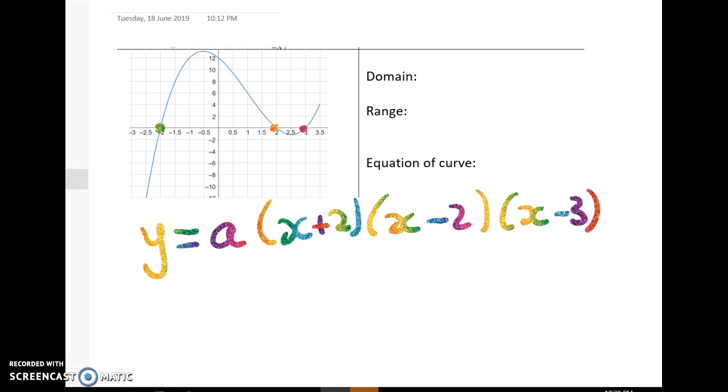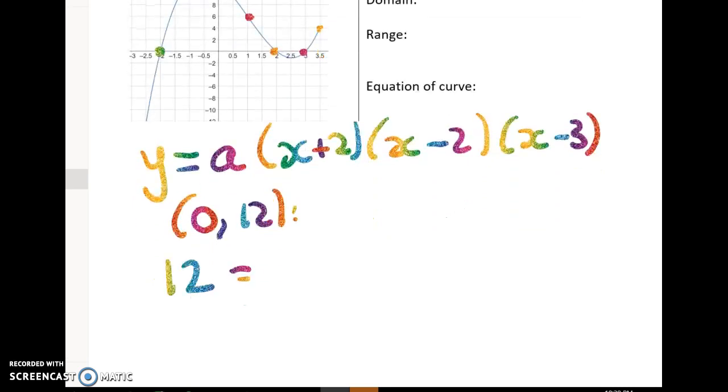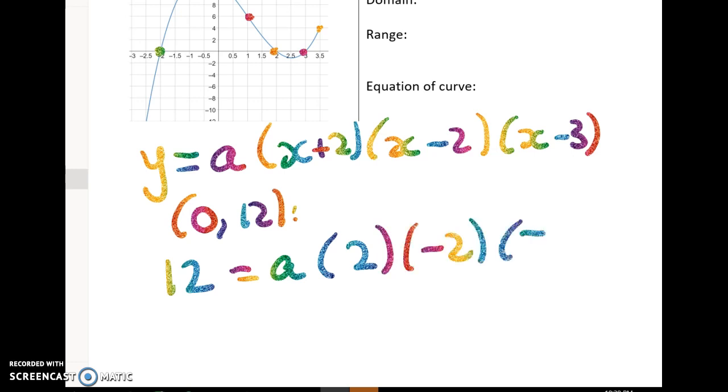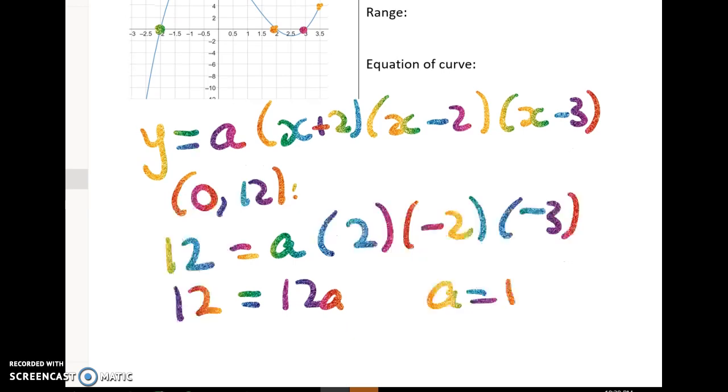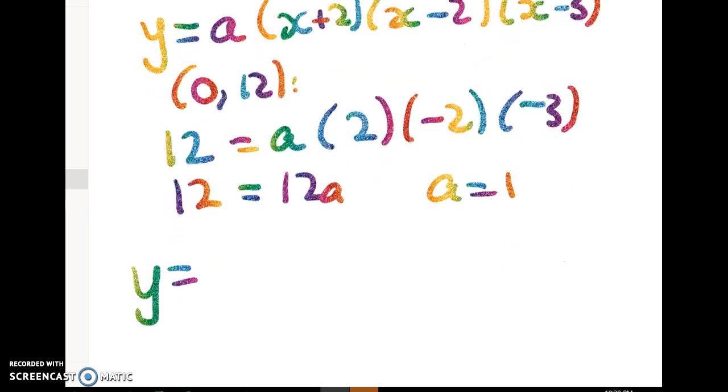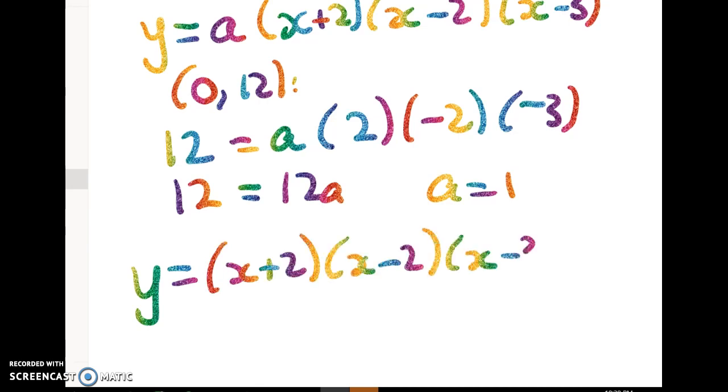Now I have to find another point to sub in here. The easiest one to find, I'd like to find a blobby one, but if I can't, I'm going to estimate. So I could use this one, I could use this one, but I'm going to use (0, 12). And that gives me this. 12 is equal to a times (0 plus 2)(0 minus 2)(0 minus 3). So 12 is equal to, what do we got? 12a. That's nice. a is 1. So the equation of that curve is a pretty straightforward (x plus 2)(x minus 2)(x minus 3).